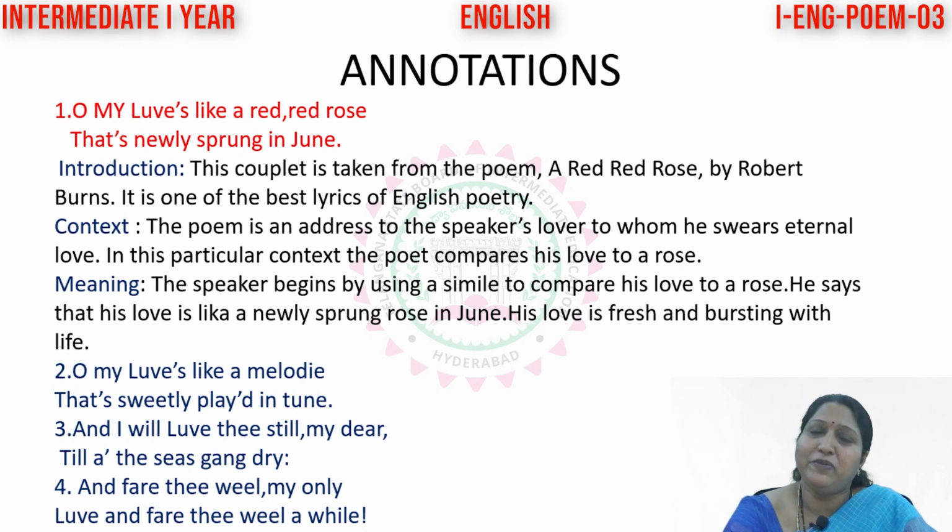Annotations will be quite new to you because you have not attempted them so far. Annotations are nothing but a few sentences or lines from the poem which are picked up and given to you in the paper. So here is an example, children. Take a look at it. Oh, my love is like a red rose that's newly sprung in June. These are the two lines that are given from the poem that we have done just now.